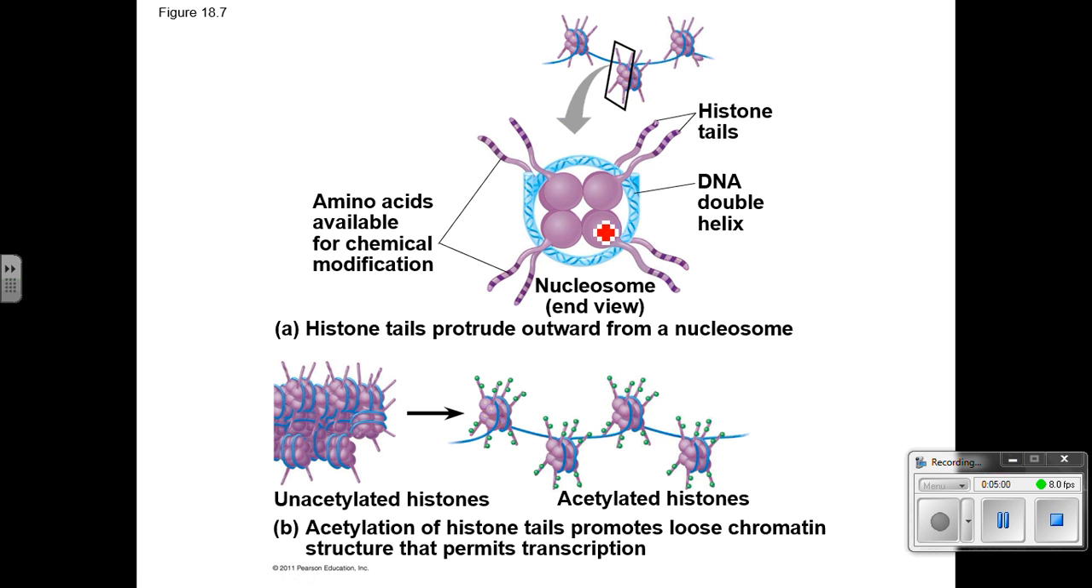So here's your histone, and here are some histone tails, and then you've got your DNA wound around it. Acetylation is adding acetyl groups to these histones. And actually, acetylation of the histone promotes loose chromatin, so it's not wound quite as tightly. And that permits transcription because the machinery can get in to those genes in order to transcribe them.